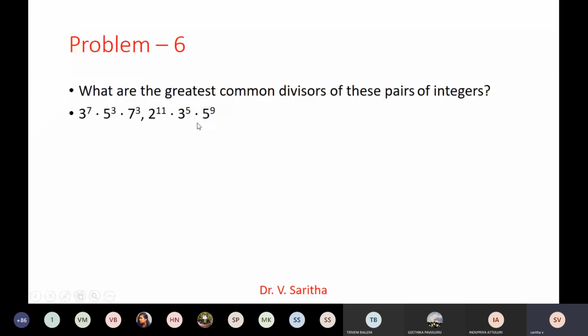What are the greatest common divisors of this pair of integers? What is the GCD of this pair? This is one value, 3 power 7, 5 power 3, 7 power 3. 2 power 11, 3 power 5, 5 power 9 is another value. What is the GCD? Let me know.